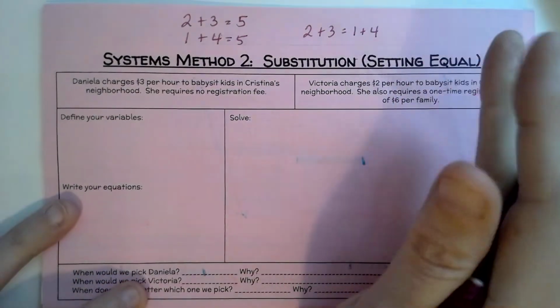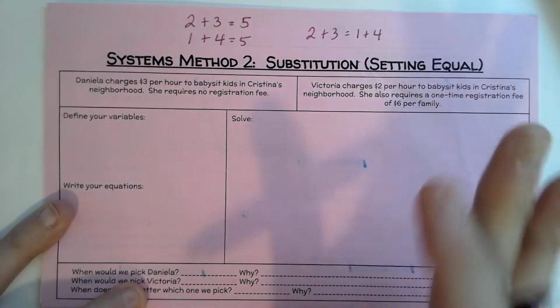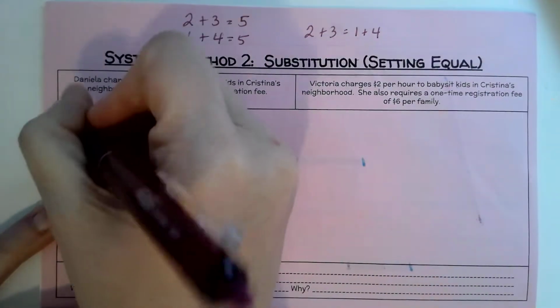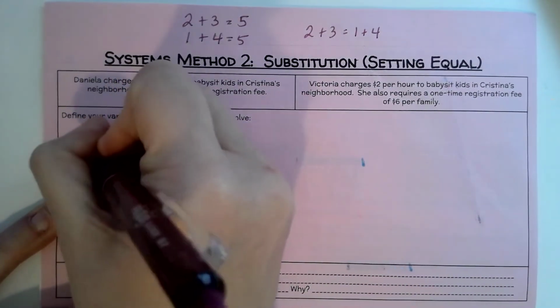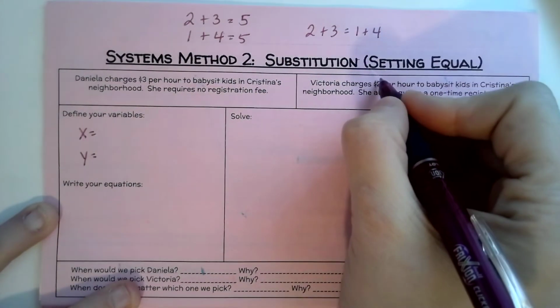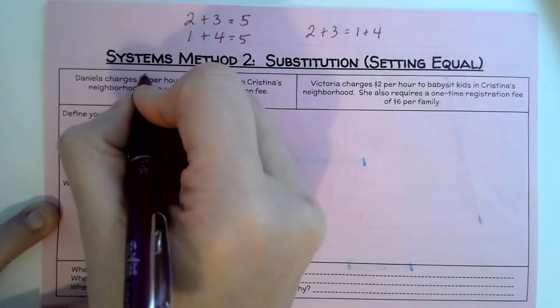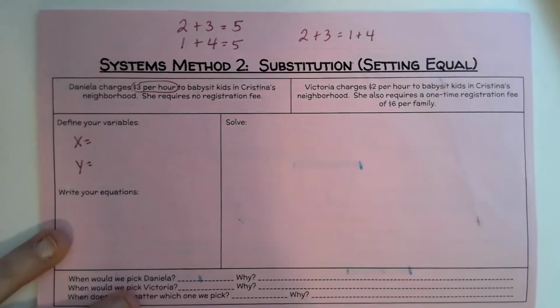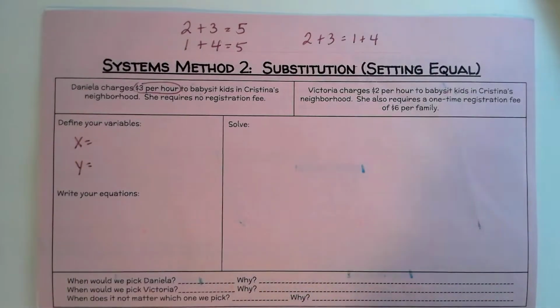Okay, so first of all, let's look at this situation. What I want you to do is decide what is our x and what is our y. So remember, we're going to look for our per statement. Let's look at this one, $3 per hour. I want you to look at that statement and tell me what is my x and what is my y. Take a moment and do that now.